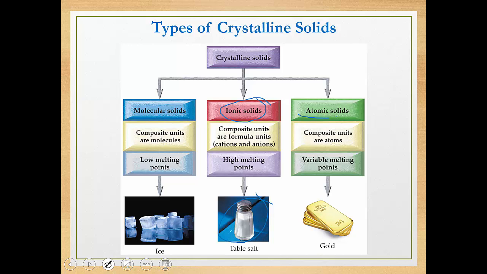And then the last one over here are atomic solids, and these are just the composite units that you get when you put together atoms of one particular type. Metals generally is what you're talking about. And the melting point will be variable depending on the properties of that material, of the metal. It can be non-metals as well, but if you're talking about more or less pure elements.